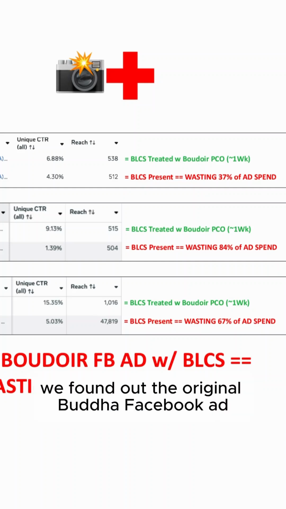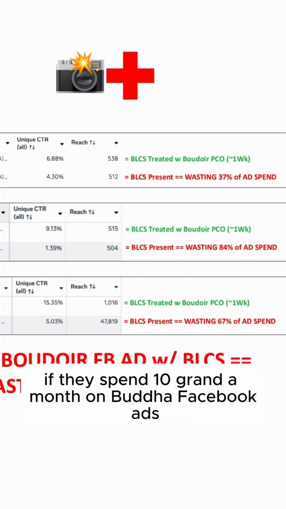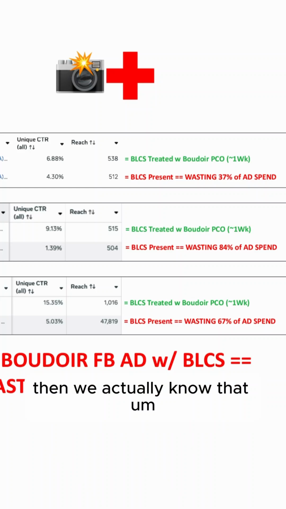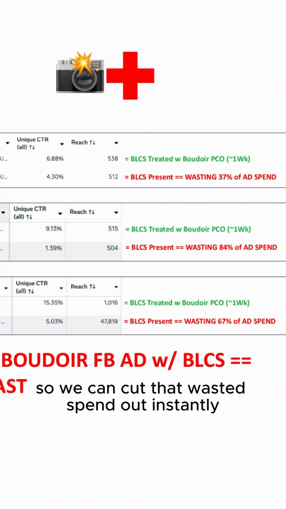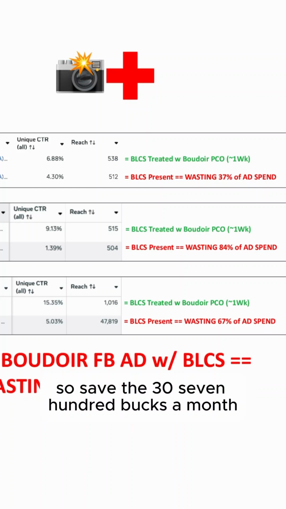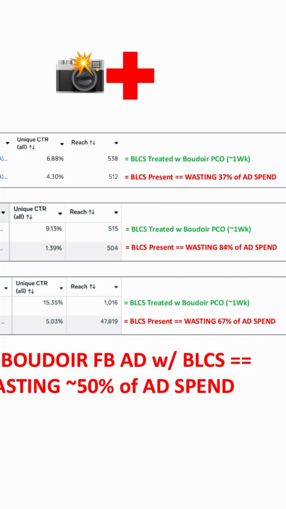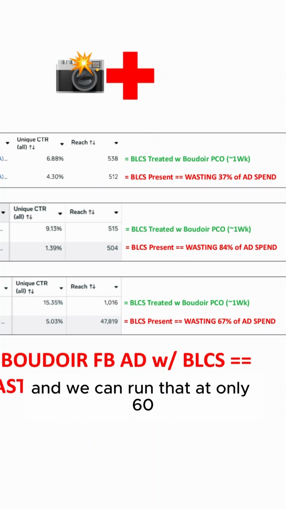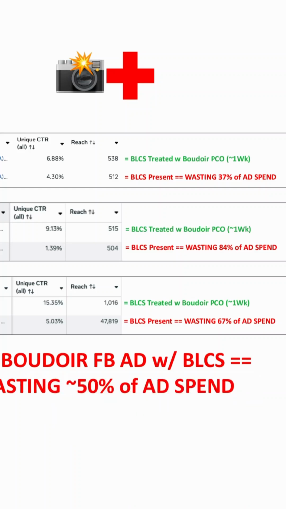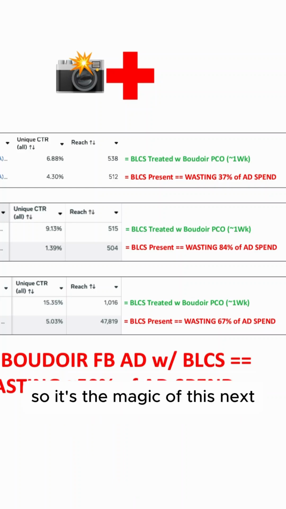So that means we found out the original Boudoir Facebook ad with BLCS was wasting 37% of their ad spend. So if they're spending 10 grand a month on Boudoir Facebook ads, then we know $3,700 a month is being wasted. So we can cut that wasted spend out instantly. So save the $3,700 a month, which would be like 40 grand in the first year. That'd be kind of like a phantom profit by only running the Boudoir Pico treated ad. And we can run that at only $6,300 a month, but get our ad into the same number of women's brains as the original running at 10 grand a month. So that's the magic of this.